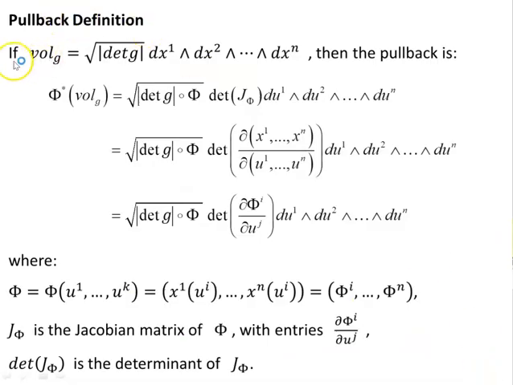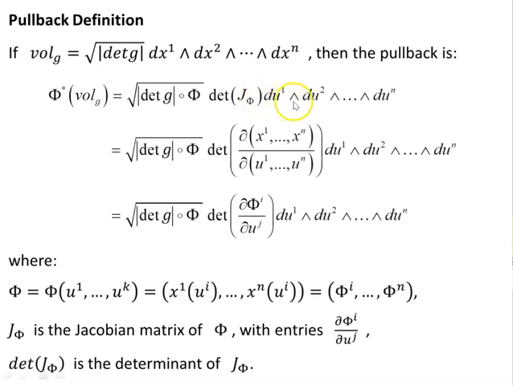All right, so the pullback definition. The volume form under G is this object again on S. Then the pullback is phi asterisk of the volume form under G, which is the square root of the absolute value of the determinant of G, composed with our map phi. Remember, this is a scalar here, and we want to compose it with phi as part of the pullback to the open set U.